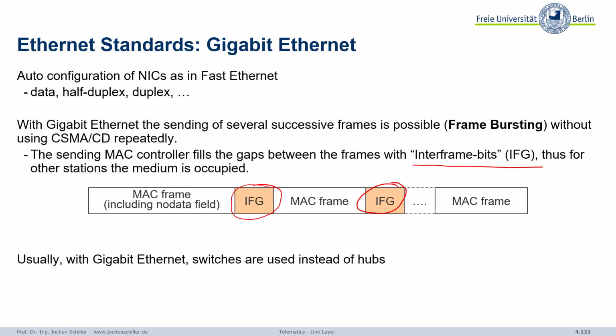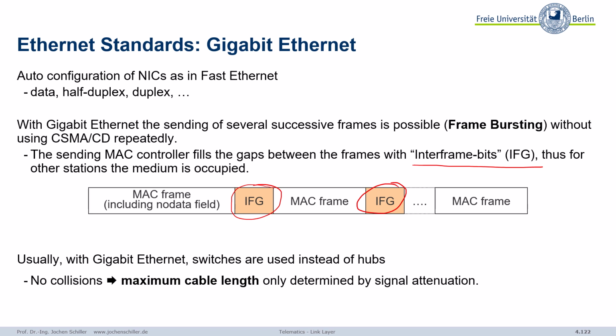Typically, if you have Gigabit Ethernet, then we also use switches, no hubs, and in the end, as we do not have collisions anymore, the maximum cable length is now only determined by signal attenuation. So if we have a switch in between and your computer is connected to the switch, you have many point-to-point connections. So there is no more collision if we additionally have a full duplex connection. And this is the typical setting there.